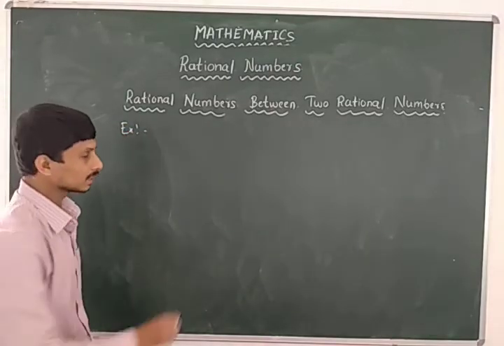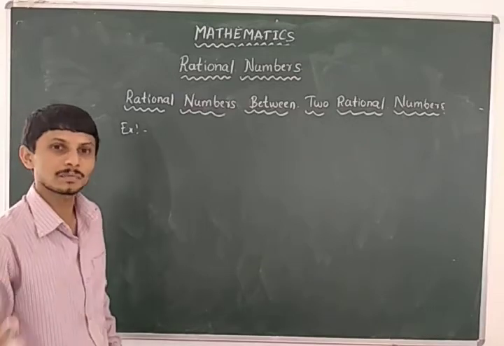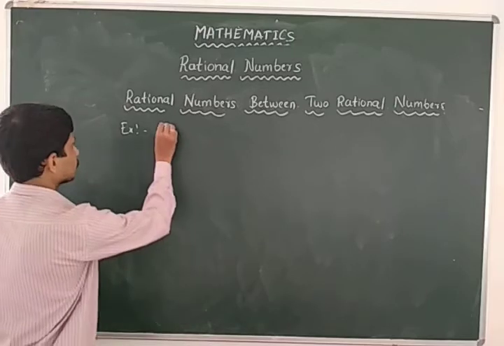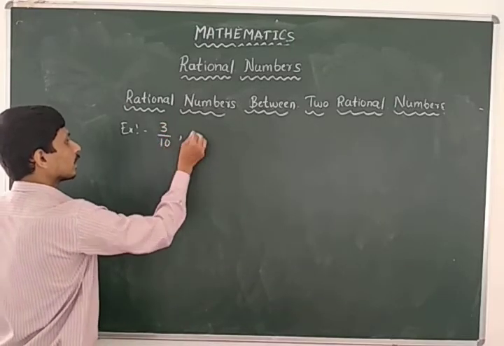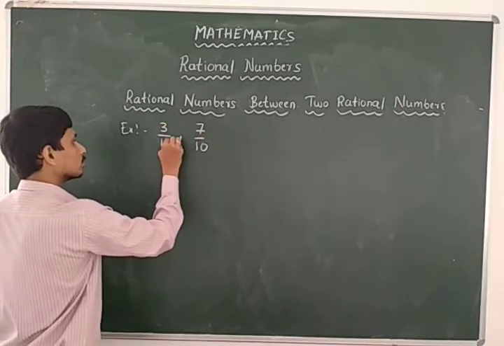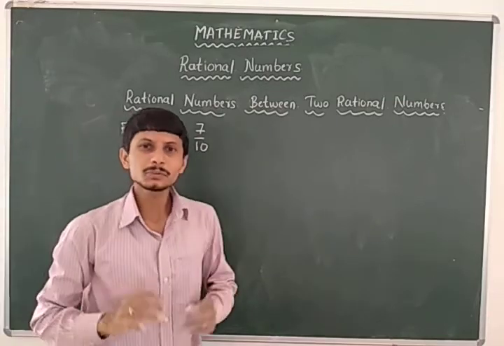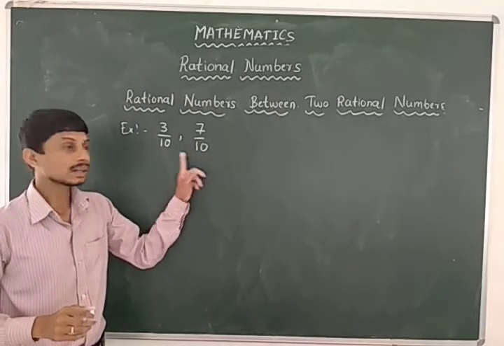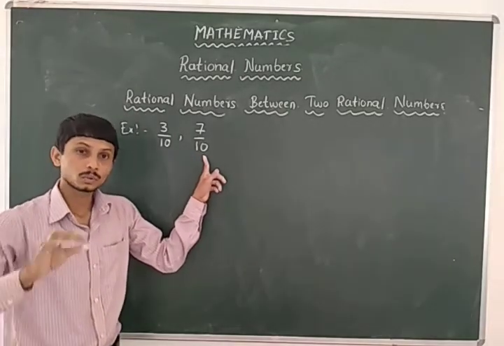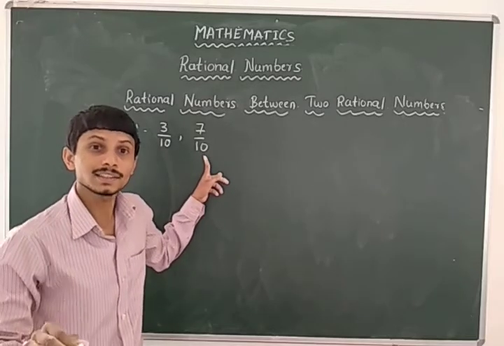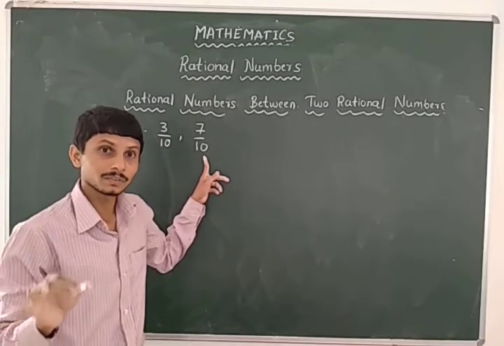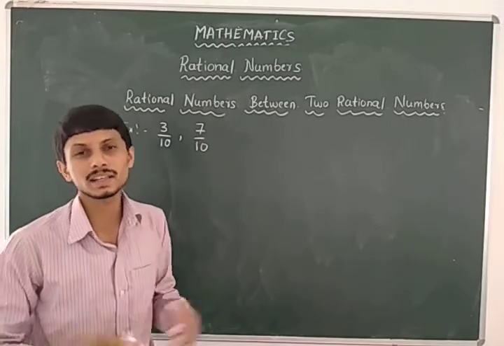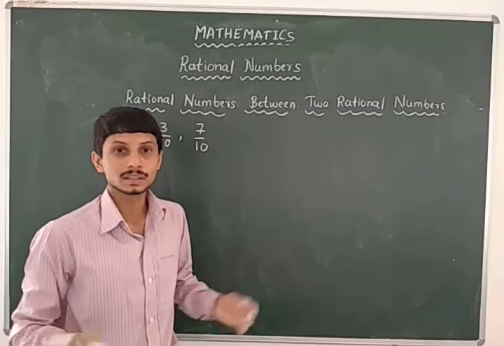So the first example: find any number of rational numbers between 3 by 10 and 7 by 10. For this, we just consider the denominator. What is the denominator here? Here it is 10, and here also 10. When we are finding rational numbers between any two rational numbers, we equalize the denominators, then we can find any number of rational numbers between them.